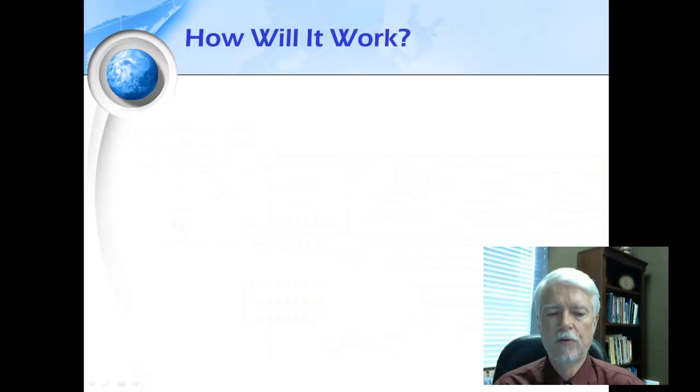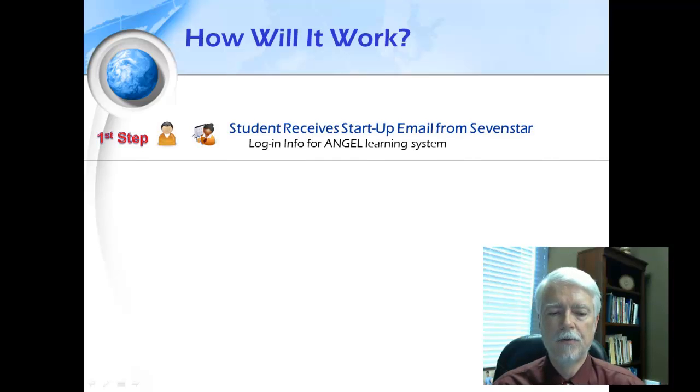So now let's get down to some of the nuts and bolts of how this is going to work for your student. At the beginning, your student will receive a startup email from Sevenstar. As we register them, we will take care of registration. We do all the registration and all of the legwork for that. But when they're ready to start the class, the student will receive an email from Sevenstar. This will have information for them to log in to the learning system. This is the Angel learning system. That's the brand name of it, but that is the system that they use for all their coursework. So they'll get the login information for that.